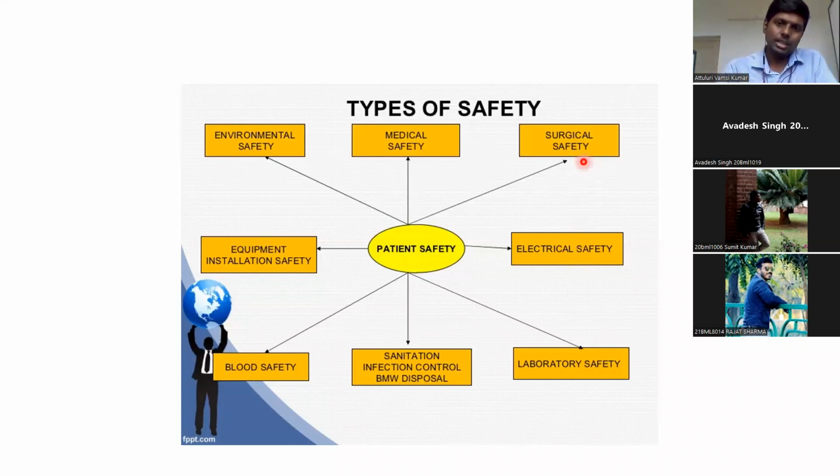When we say surgical safety, say for example, we need to take a biopsy. Biopsy means definitely, even though yours is a lab, your lab must facilitate a basic surgical room that is able to provide small biopsies. So surgical safety, medical safety, you should have proper medical officers. Then environmental safety, equipment safety, blood safety. All these things will be addressed by NABL.